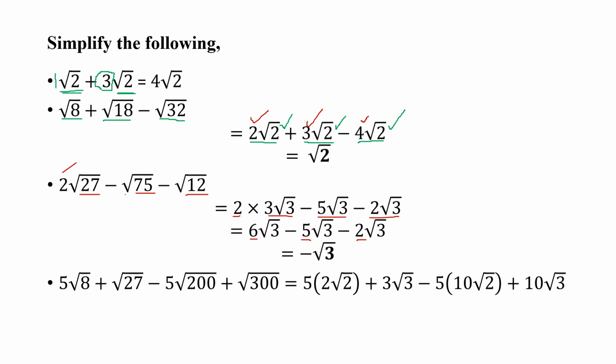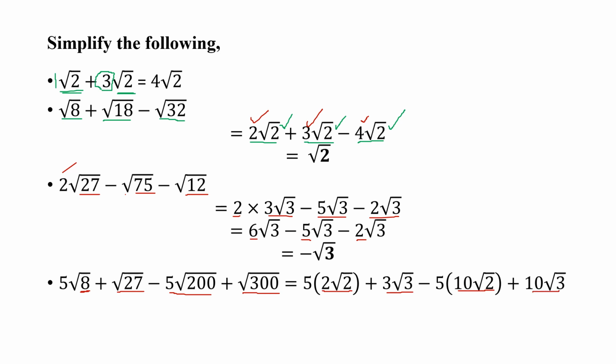5 root 8 plus root 27 minus 5 root 200 plus root 300. Right, this is the same as, let's express root 8 in the form a root b, and it is 2 root 2. Let's also express root 27 in that similar form. It is 3 root 3. Let's express root 200 in that similar form. Root 200 is the same as 10 root 2. Then the last one, the square root of 300, is the same as 10 root 3.